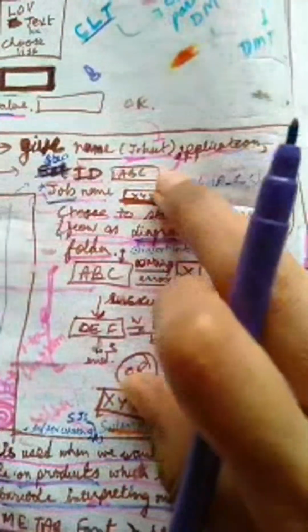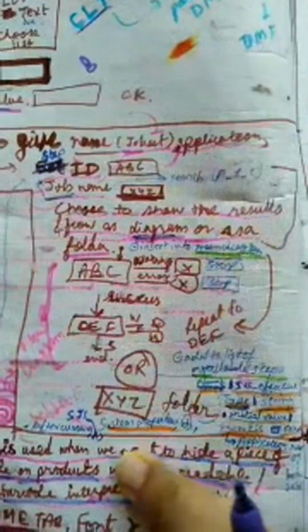So here the job name comes. Only the job name appears here. Otherwise, the steps and the diagram come here.